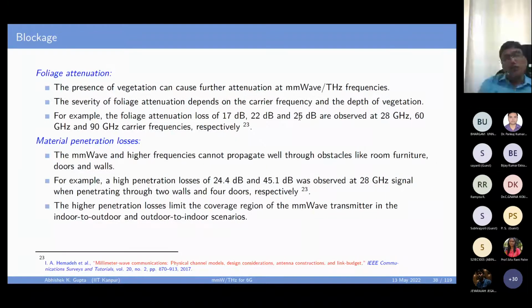Second thing is blockages. As I talked about, there are various ways the signal can be blocked. One is foliage, where the vegetation or the trees can reduce the signal. And the other thing is material penetration losses. When you are sitting inside a building, the building material can actually reduce your signal strength. And there are some numbers which we already talked about, which are very large losses, which limit the range we can use for millimeter wave.